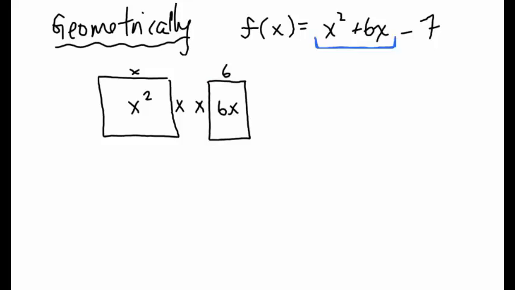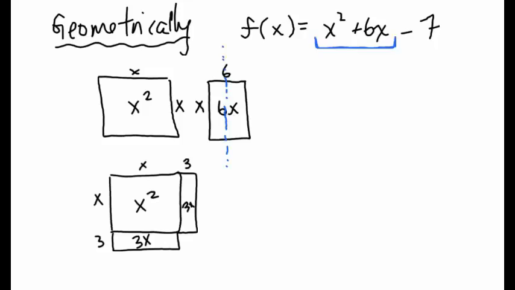Now what we could do is we could divide this 6x that we have in half to get two pieces that are of size 3x. After we've made this division up here into two equal sizes of 3x, we could actually attach them right against our x squared piece like this. And then you might be able to see that down here in this corner, if we were able to figure out the size of this square, we could complete the bigger square.